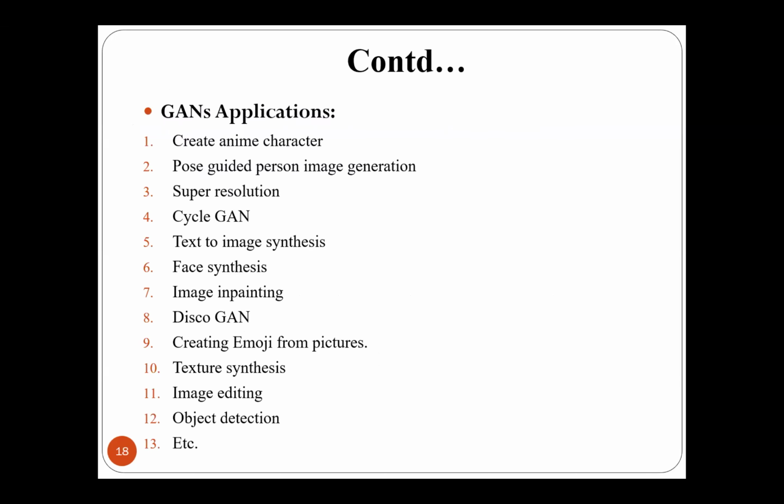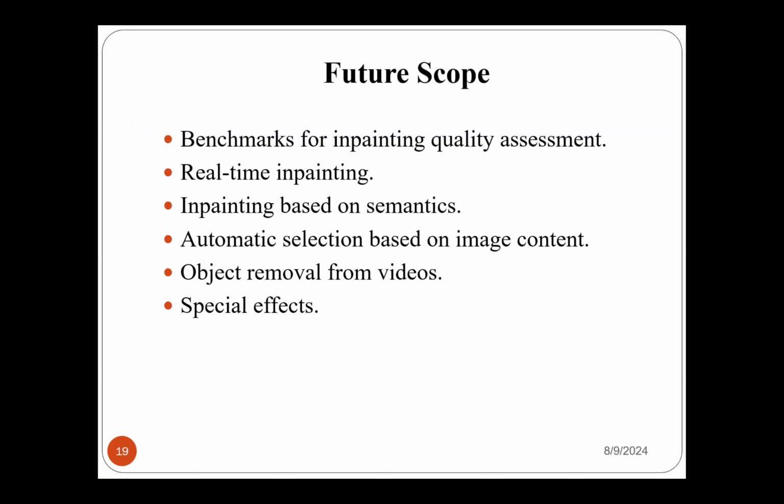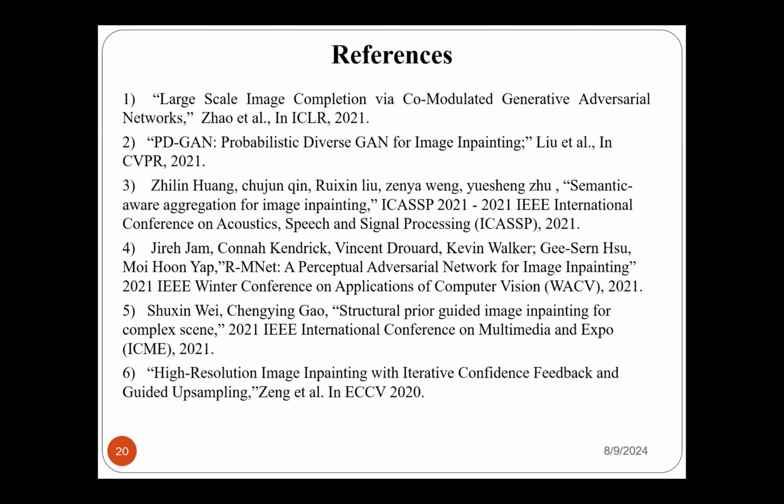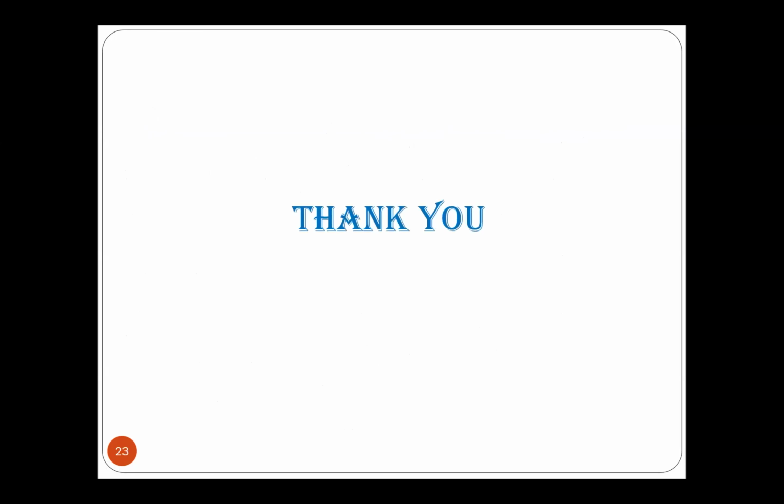These are the GAN future scope. Real-time inpainting is one future scope, then object removal from videos, and we can compare the dataset with other images from Kaggle also. Then we can use the Adam optimizer. This is the future scope we can do. Finally, references, and thank you so much.